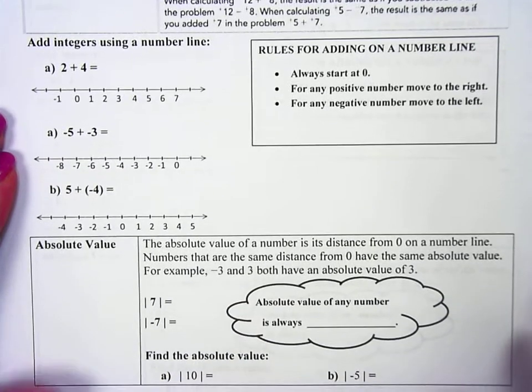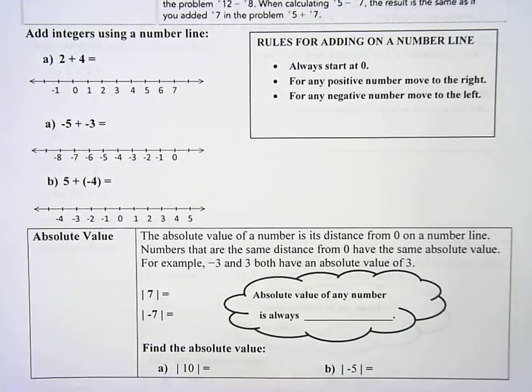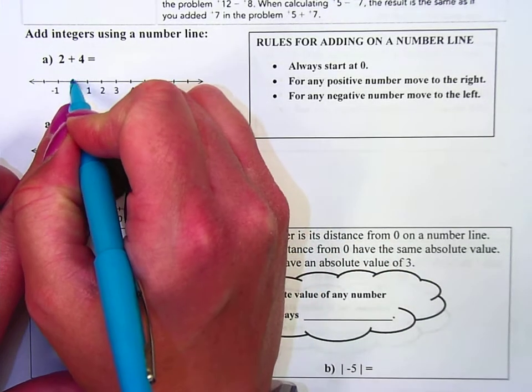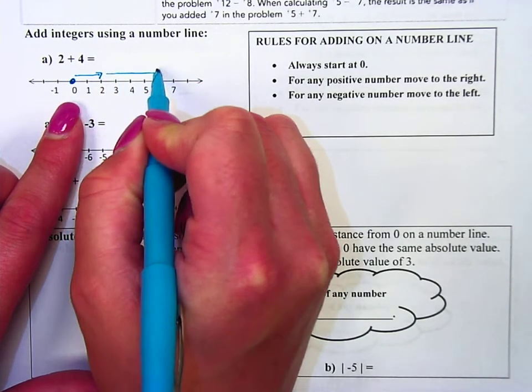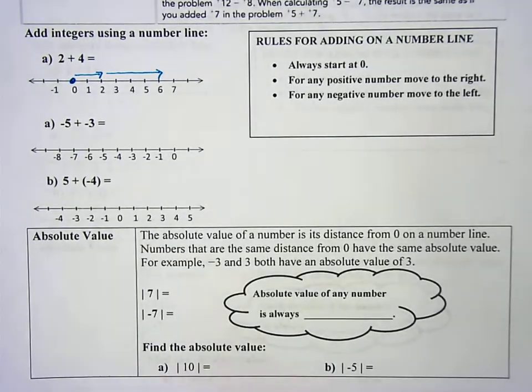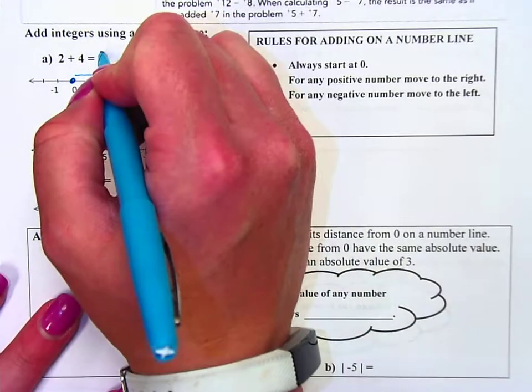It says add these integers on a number line. 2 plus 4, so from 0, I'm always starting at 0, I'm adding 2, and then I'm adding another 4. So 2 plus 4 is 6.